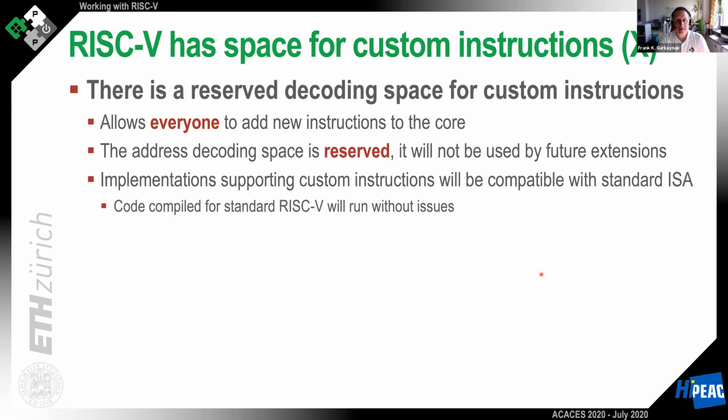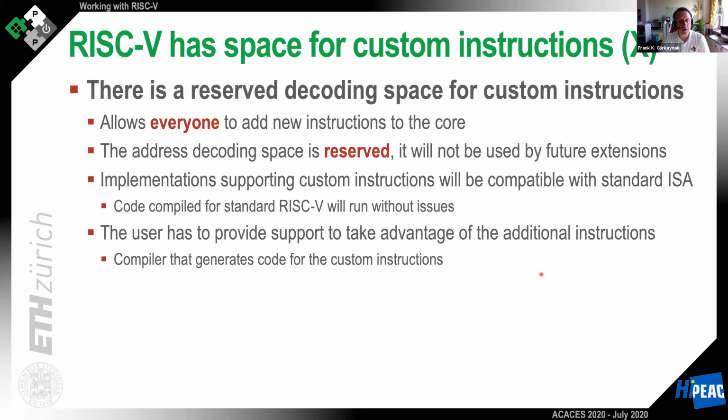Now, the great thing is, if you have an implementation that supports custom instructions, like the core I showed before, they are still compatible with standard code. So if you have code compiled for a standard RISC-V processor, it will run without issues, because those instructions are in addition to the ones that RISC-V has defined. They will not interfere with each other, which is great. So in the worst case, you have your extensions and no way of using them, but you can just use a standard compiler that you can download from GCC and generate code, and it will still run on your thing.